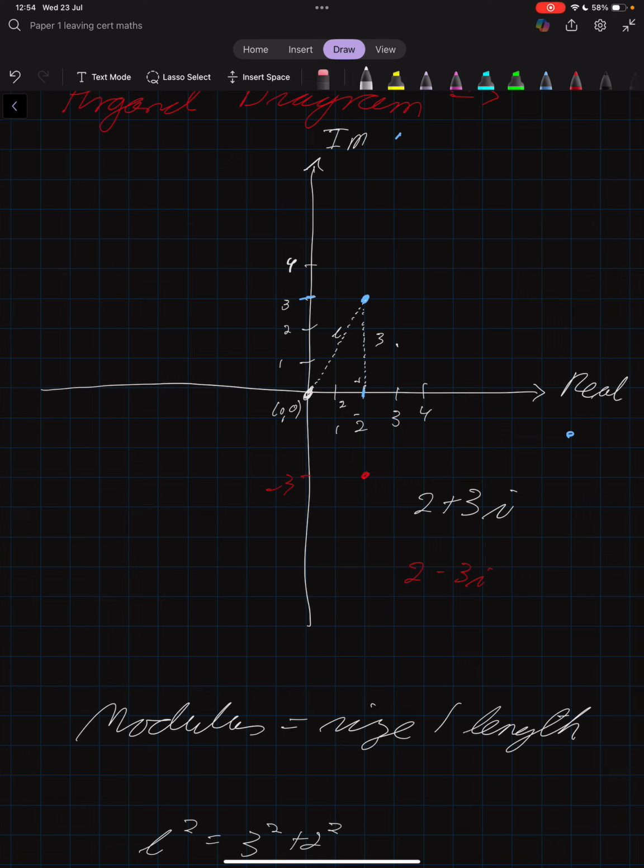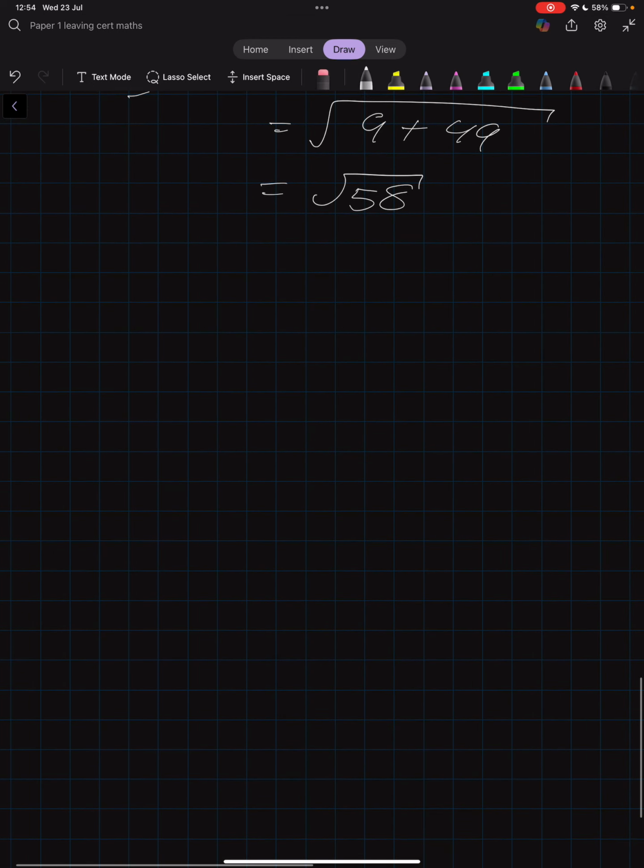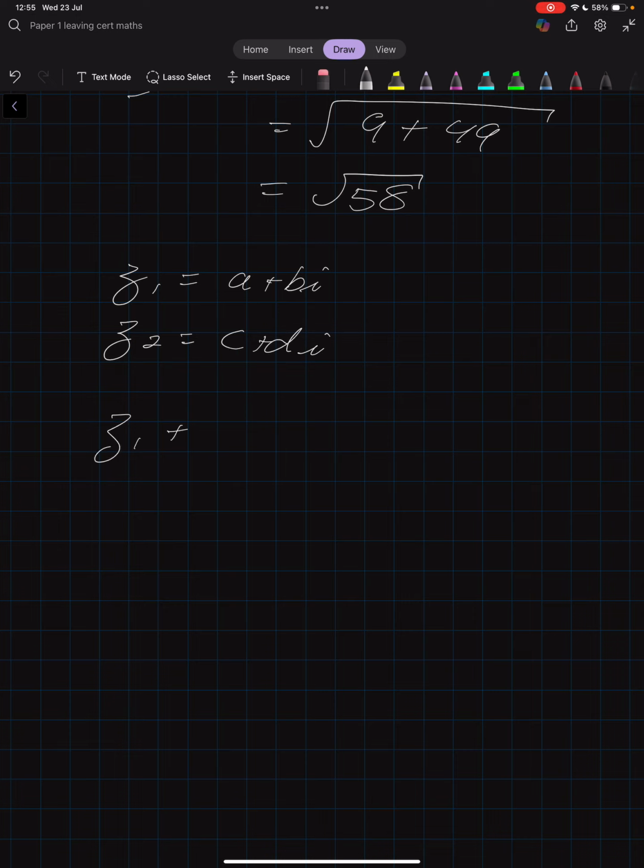So hopefully that's okay. Now, I'll go on to how to multiply and add and subtract different complex numbers and what they look like on the Argand diagram as well. If I add two complex numbers, let's say Z1 is equal to A plus BI and Z2 is equal to C plus DI, how do I add Z1 and Z2?